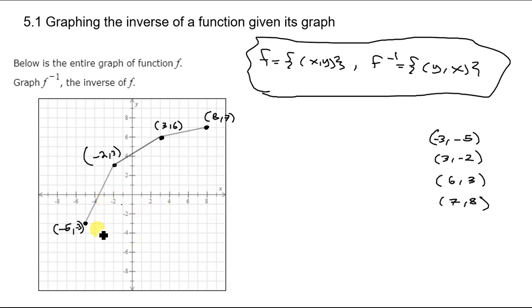First, minus 3, minus 5, 3 comma 2, 6, 3, and 7, 8. Let's check each of these here. Minus 5, minus 3, minus 2, positive 3, 3, positive 6, and 8, comma 7. So then each of those we reversed. Minus 3, minus 5, 3, minus 2, 6, 3, and 7, 8.